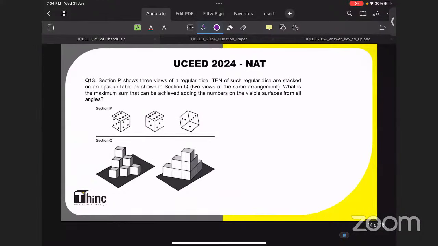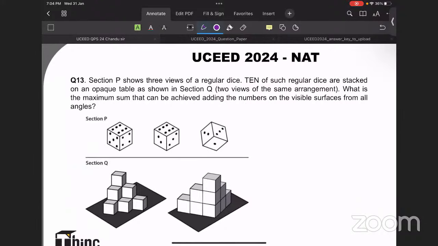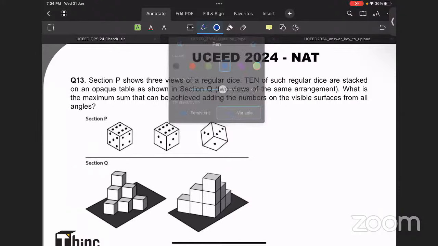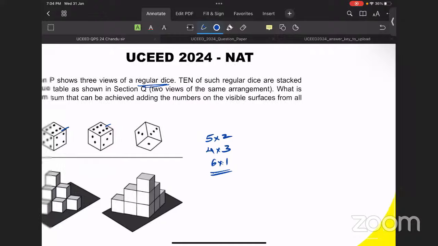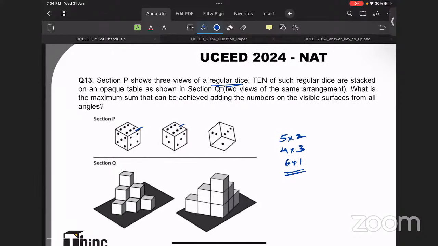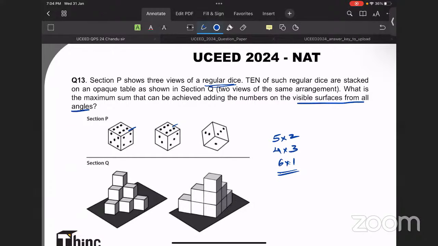So over here in this question, a regular dice is given, and over here I'm just finding the 6. In a regular dice, 5 and 2 are opposite, 4 and 3 are opposite, 6 and 1 are opposite. Okay, fine. By adding the numbers of the visible surfaces from all the angles, we want the maximum value. So definitely we will give priority to the maximum values.